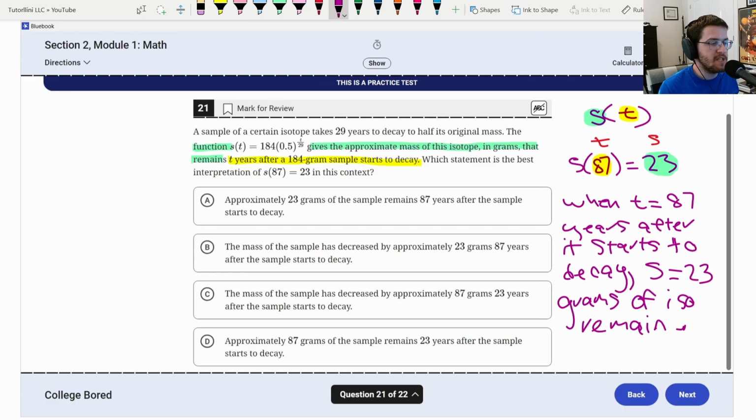Okay, now that we have that completely done without looking at the answer choices at all, so that we hopefully don't get tricked, we're going to go look at the answer choices. So let's see. Approximately 23 grams of the sample remains 87 years after. This one's looking pretty good. I'm going to check that. Let's see if we can find some problems with the others. We've got, it has decreased. Oh no, the point doesn't say anything about that. It's just two values. It doesn't say anything about a decrease. I don't even need to read the rest. Approximately 87 grams. Oh, this has it backwards. We said it's 23 grams. So it's looking like answer choice A is our answer.